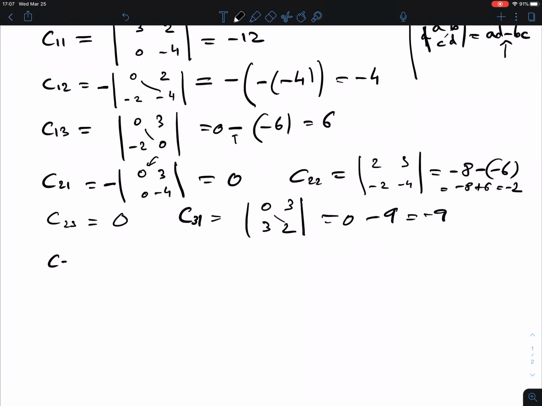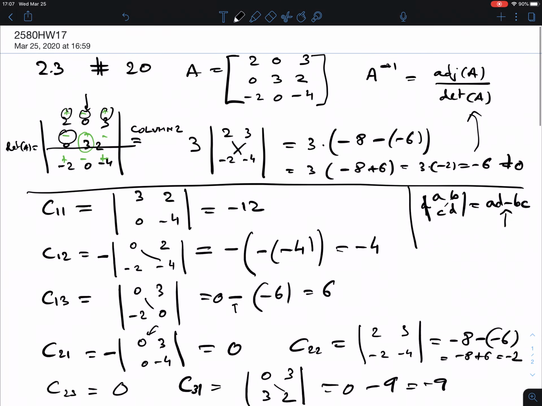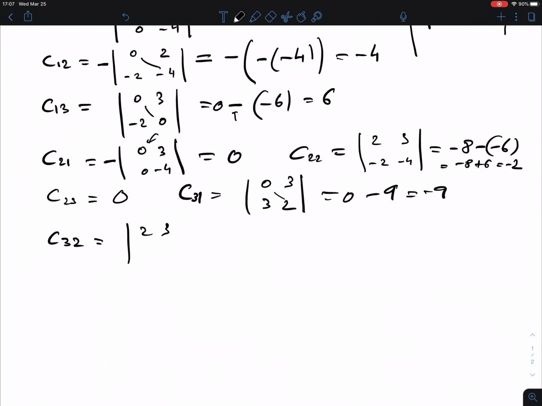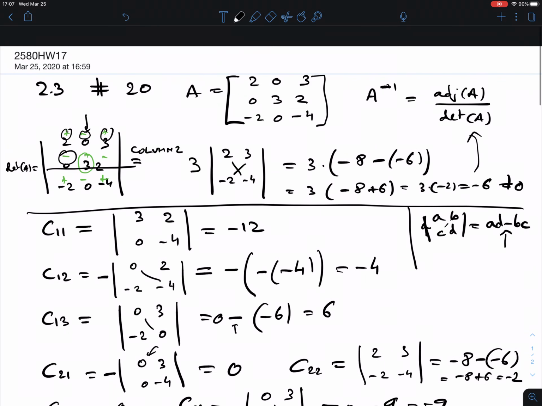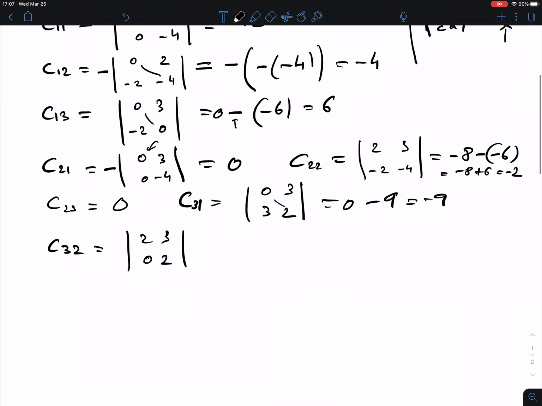So C3, 2, what is that? Well, C3, so we are third column, second row: 2, 3, 0, 2. Right, that's correct. And what is the sign? It's a negative sign. So we have a negative here. So this would be negative 4 because the other diagonal is 0.